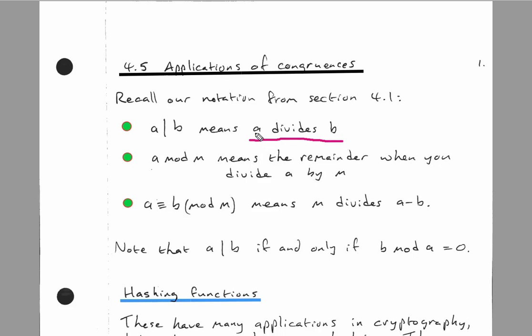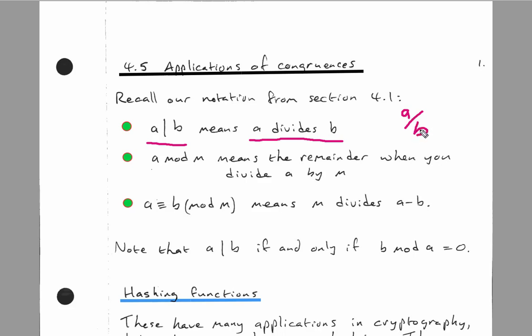So here, if we have two integers a and b, what does it mean for a to divide b? It means a divides evenly into b with no remainder. In other words, a is a factor of b. Or you could also say b is a multiple of a. And a divides b has this notation, just a vertical line.